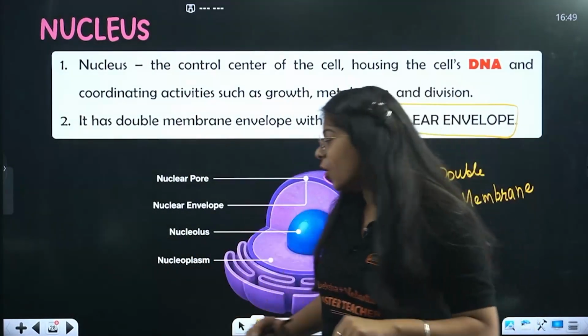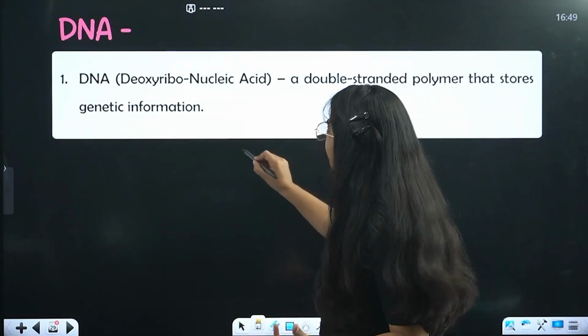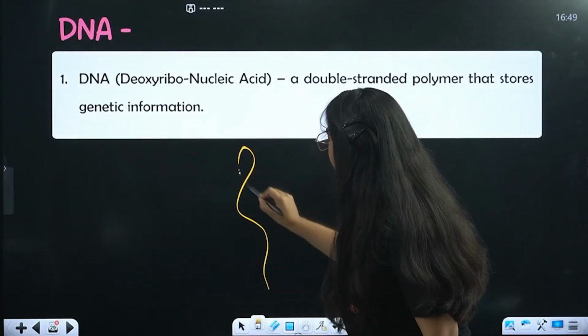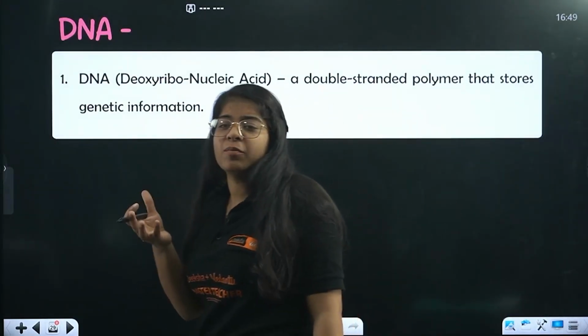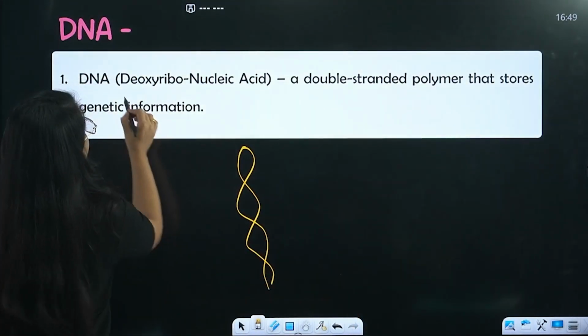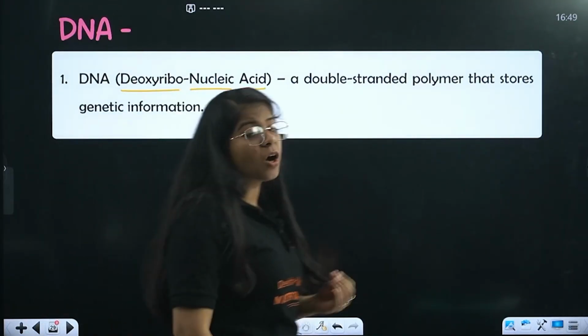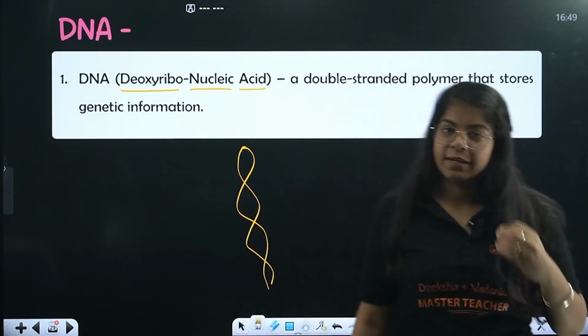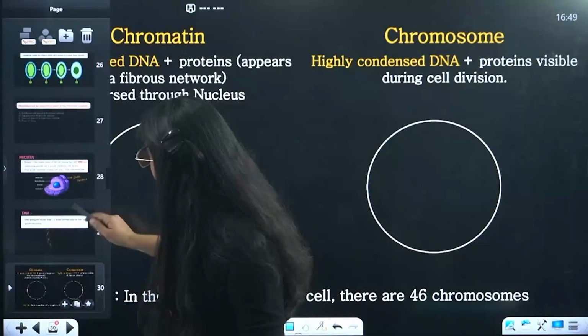Understood? Okay, now next part we have is DNA inside the nucleus. So basically it is a double helical structure that has all the information, and the definition is very important, that is deoxyribonucleic acid. Understood? Now next we have inside the cell, this we have already explained.